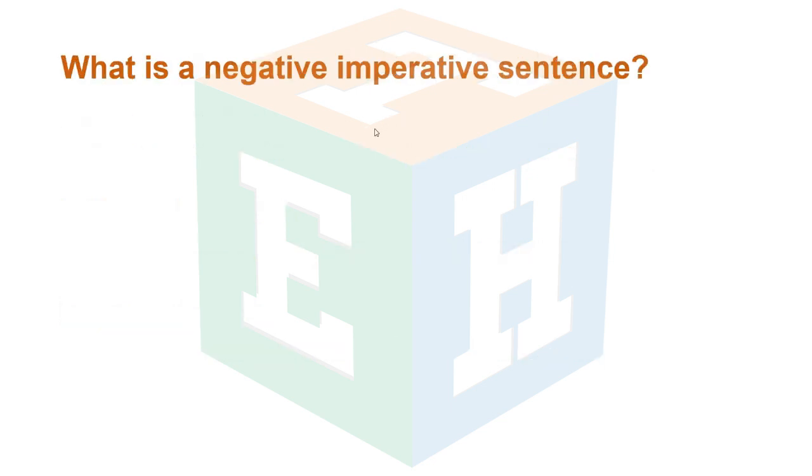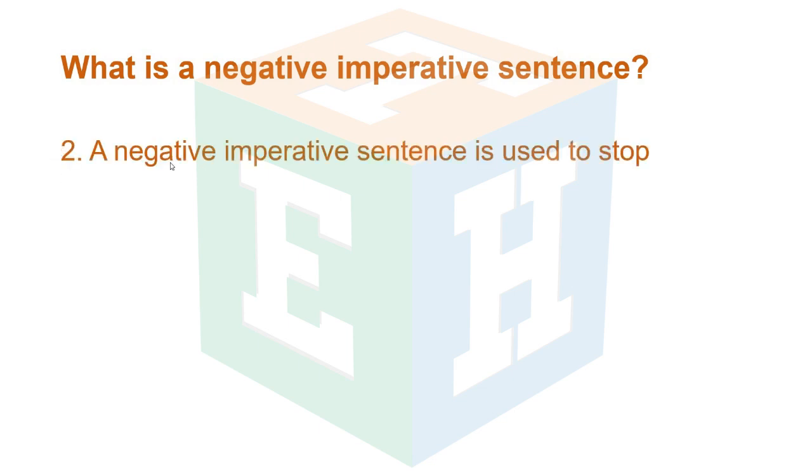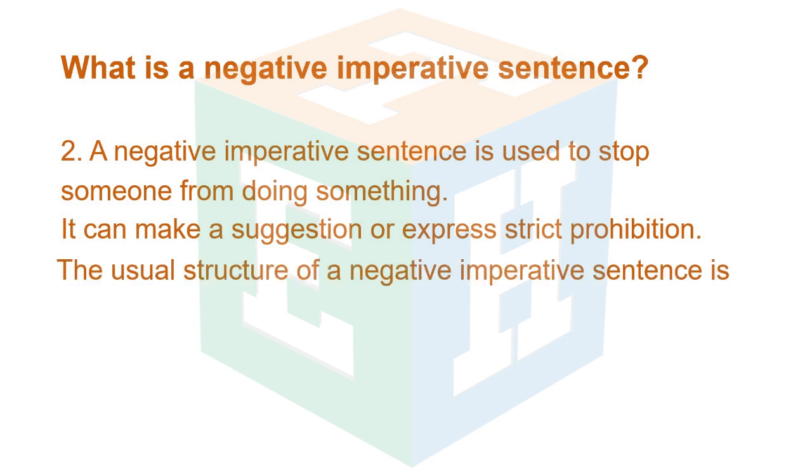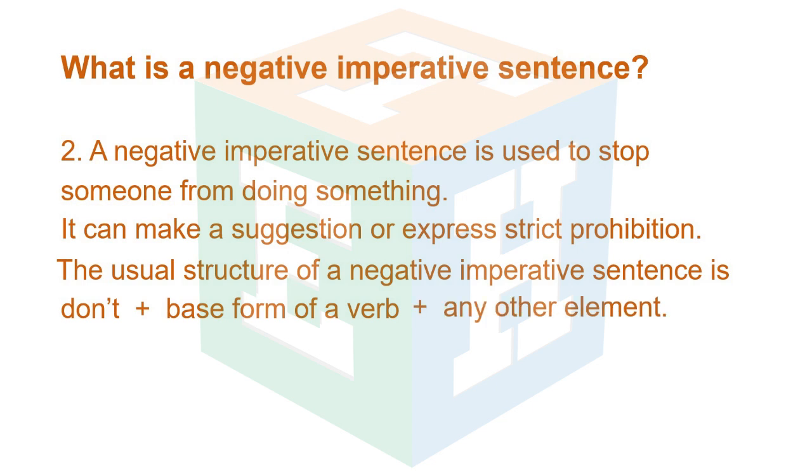What is a negative imperative sentence? Number 2, a negative imperative sentence is used to stop someone from doing something. It can make a suggestion or express strict prohibition. The usual structure of a negative imperative sentence is don't plus base form of the verb plus any other element.